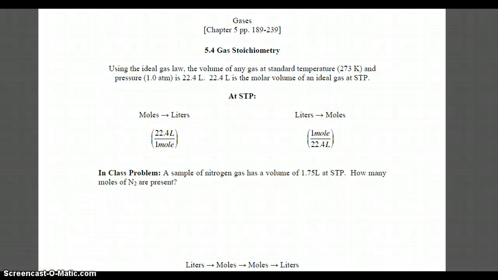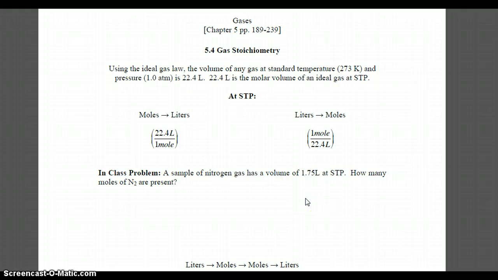stoichiometry problems. So in this sample problem here, it says a sample of nitrogen gas has a volume of 1.75 liters of space at STP. How many moles of N2 are present? So the purpose of saying STP is obviously to indicate that we can use this conversion factor. So all you would need to do here is write down 1.75 liters and then multiply by this conversion factor, so liters cancel and you're left with moles.